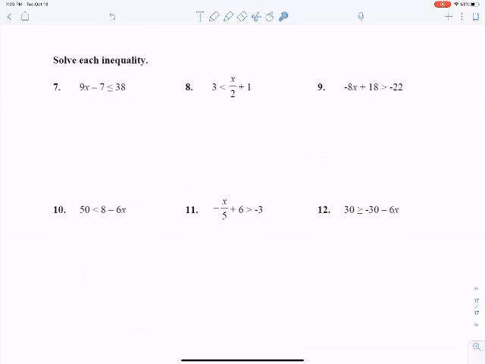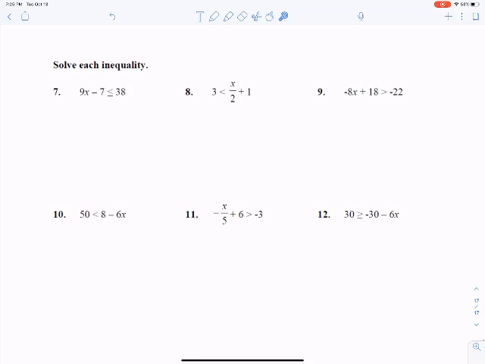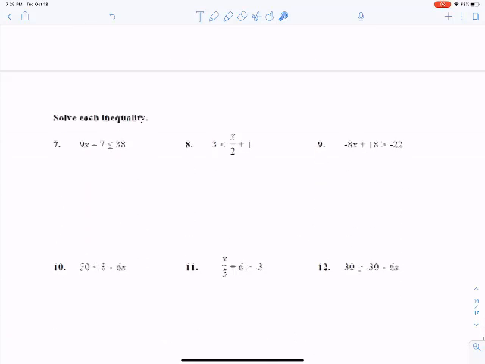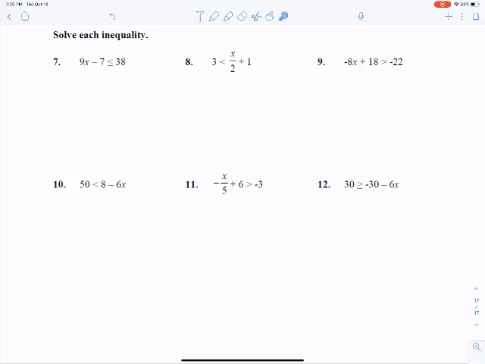And then on your assignment, the one that's digital, okay, it's got 18 questions on it. It's got 6 more, but all I want you to do is through number 12. Now on 7 through 12, okay, you don't have to graph those. Only graph the problems that come with a graph, okay? And that's how we solve two-step inequalities.